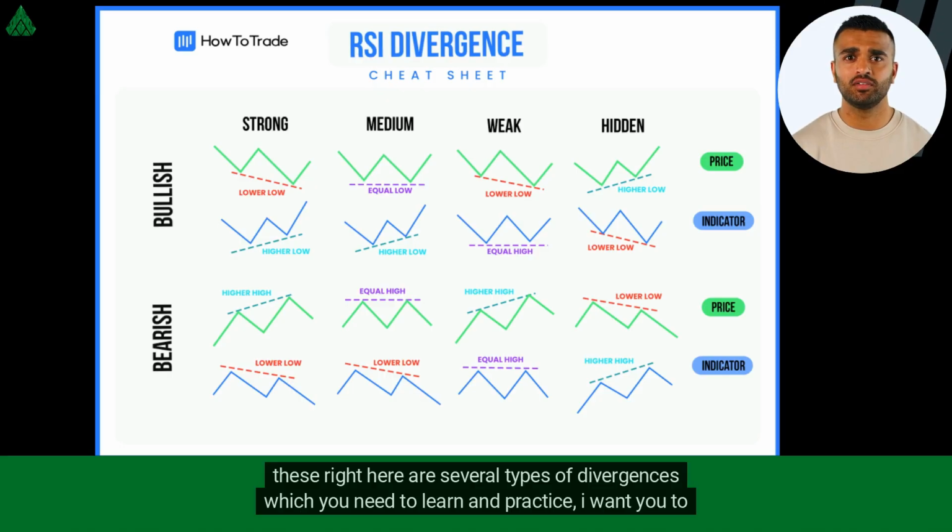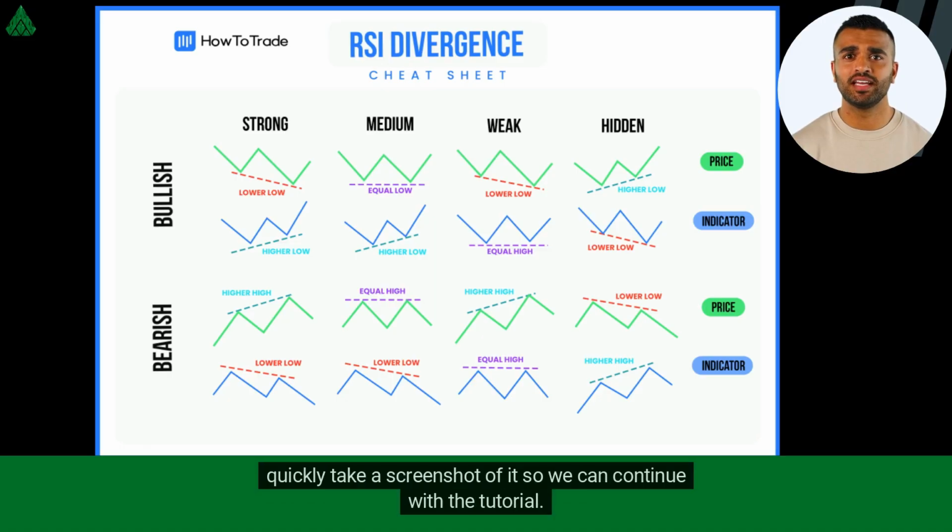These right here are several types of divergences which you need to learn and practice. I want you to quickly take a screenshot of it so we can continue with the tutorial.